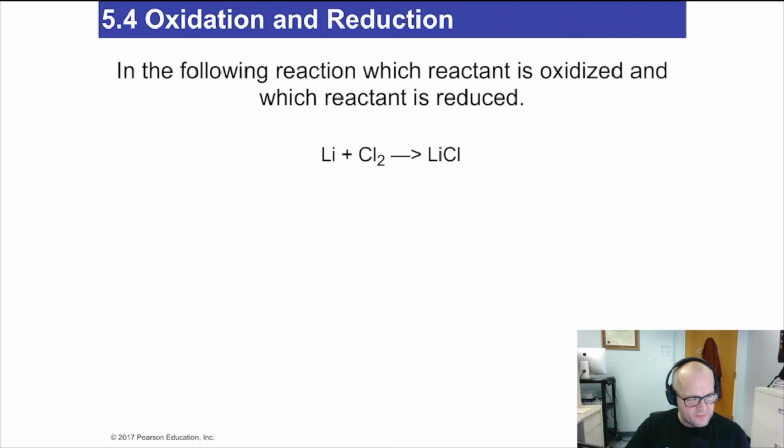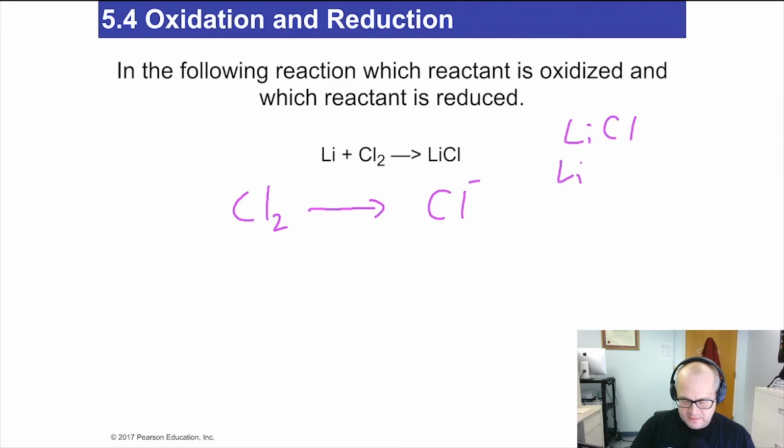Now let's look at it. We looked at this from lithium's point of view. Now let's look at it from chlorine's point of view. So here we have chlorine, Cl2, going over here. It's going to be Cl minus because remember it's lithium chloride, lithium plus Cl minus. It's ionic, right? Remember all that stuff we learned before about ionic bonds? Yeah, you have to know it.